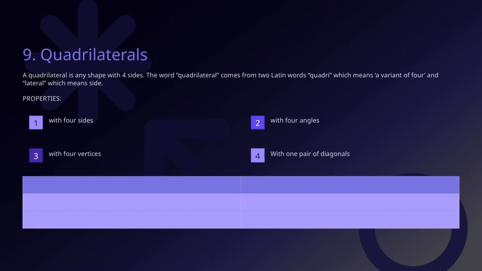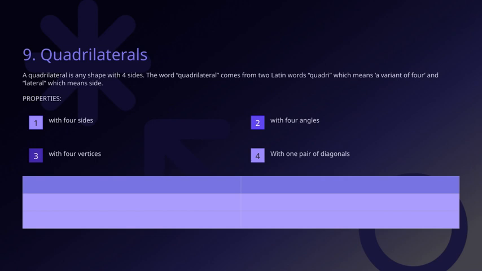Now let's look at some key properties that define quadrilaterals. First, they all have four sides, which is the most obvious feature. Second, they also have four vertices, meaning four corners where the sides meet. Third, they always have four angles, one at each vertex, making the shape geometrically balanced. And finally, they have at least one pair of diagonals, lines drawn between opposite vertices, that can help us analyze their properties further.